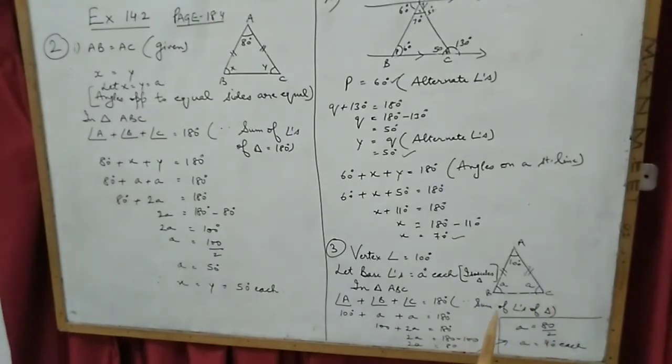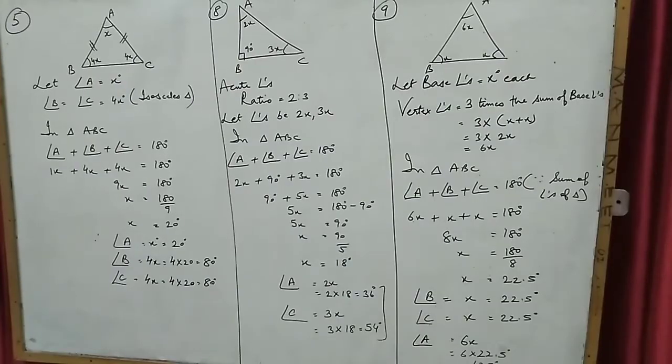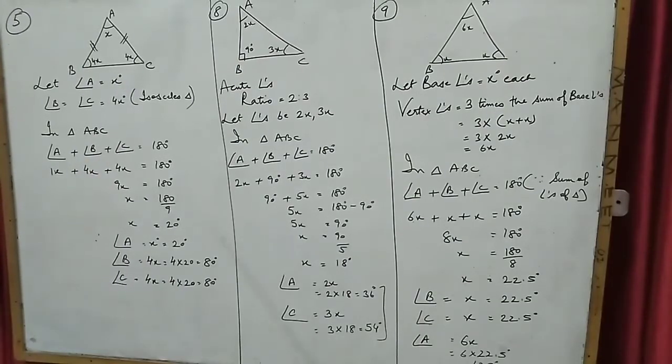Now I want to just cross check my answer. So 40 plus 40, 80 plus 100, 180. It means my sum of angles of the triangle is 180, which means my answer is correct. See, next is the fifth part.